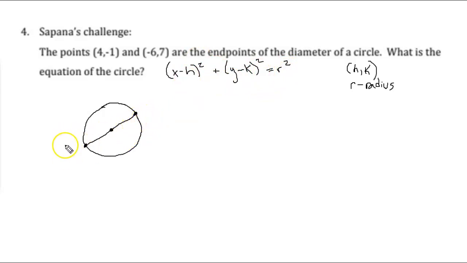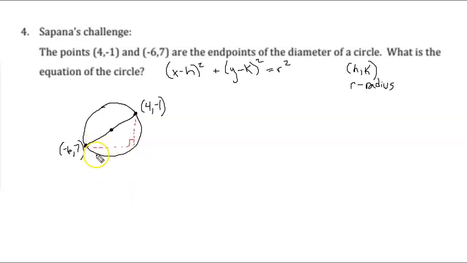We know that one point is (-6, 7), and one point is (4, -1). So if I want to find the diameter of the circle, I actually have to find the distance between those two points. There are many ways that you can find the distance. Most people like the distance formula. If you're not a formula person, you just want to remember that anytime you're looking for the distance between two points, you can write those points as a right triangle.